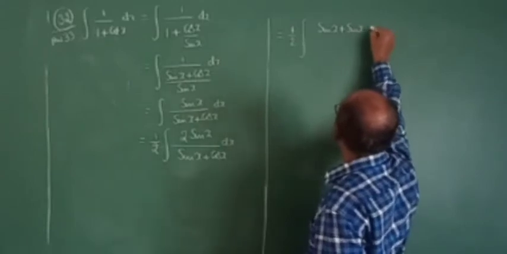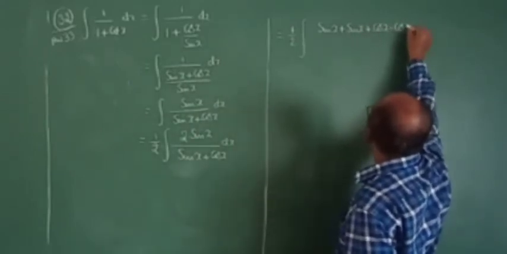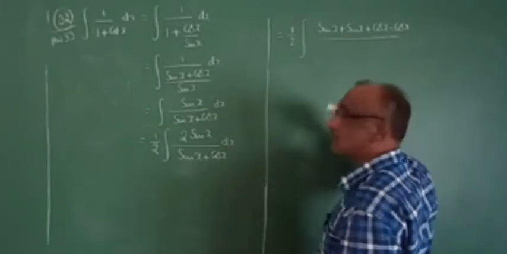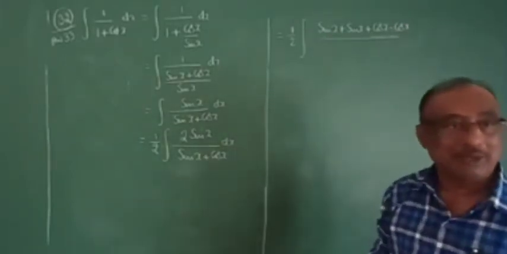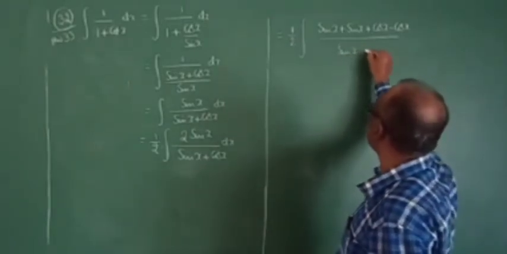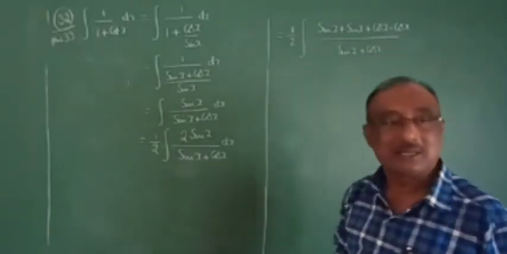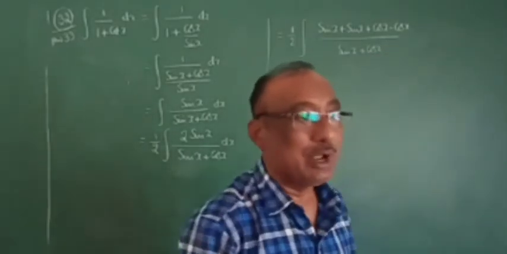Immediately I will add cos x minus cos x, no loss for me. The denominator is sin x plus cos x. I am coming very near to the problem.